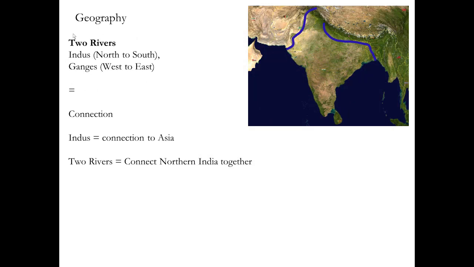So what do these rivers do? Well, they do what rivers do. They give connection. The Indus, by going north to south out of Afghanistan, out of Central Asia, gives India its connection to Asia. If you want to come from Central Asia, from Persia, from the Caucasus, you have to hit the Indus River and then follow it south into India. This is a big deal because this is what's called the conqueror's route. It's basically how Alexander will come in. It's how Darius will come in. It is how the Turkish conquerors from Afghanistan will come.